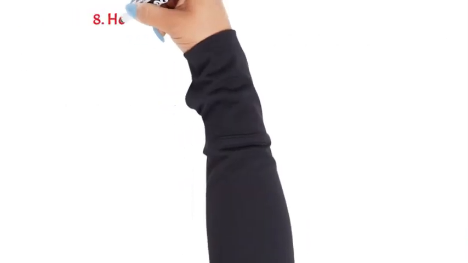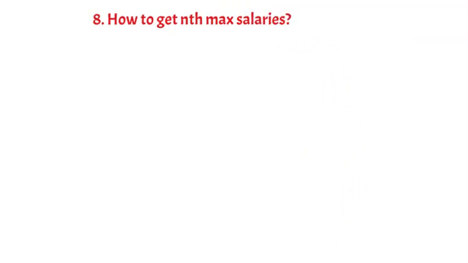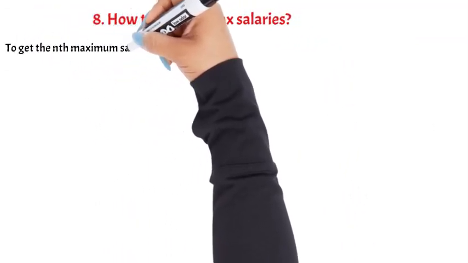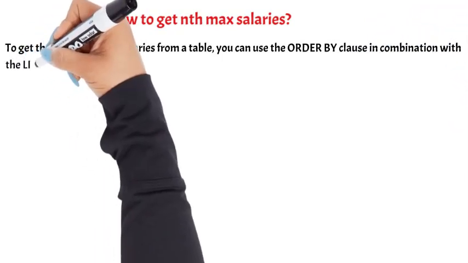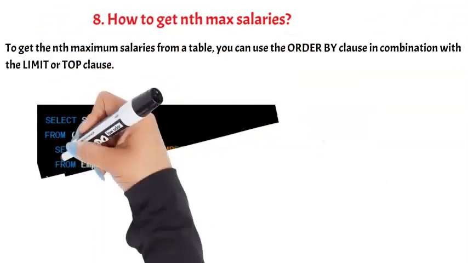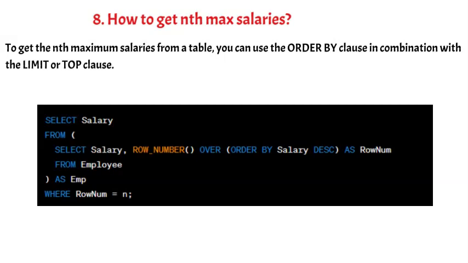8. How to get nth max salaries. To get the nth maximum salaries from a table, you can use the order by clause in combination with the limit or top clause. In these queries, the order by clause is used to sort the salaries in descending order. Then, the row_number function with a subquery SQL server.